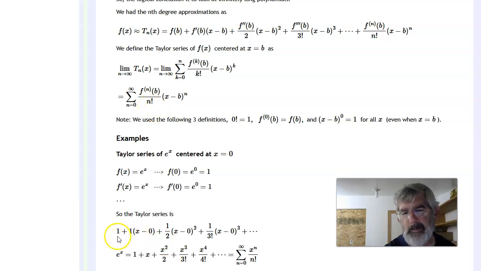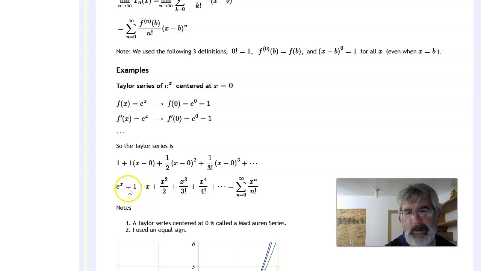So it looks like 1 plus the derivative times x minus 0, plus the second derivative over 2 times x minus 0 squared, plus the third derivative over 3 factorial times x minus 0 cubed, and so on. This simplifies to just 1 plus x plus x squared over 2 plus x cubed over 3 factorial plus x to the 4th over 4 factorial. Notice that you could write a 2 factorial here. 2 factorial is just 2 times 1, but it's 2. And likewise, you could divide by 1 factorial and divide by 0 factorial to make it all look like that.